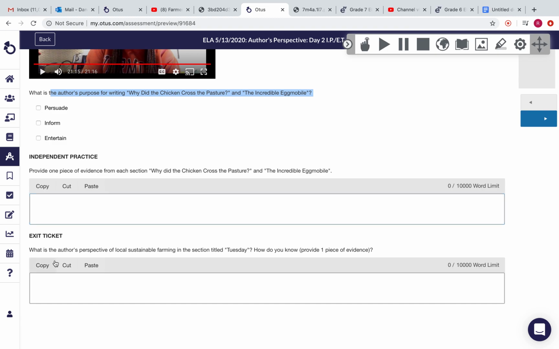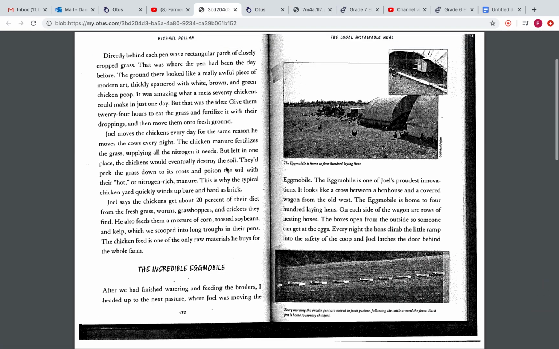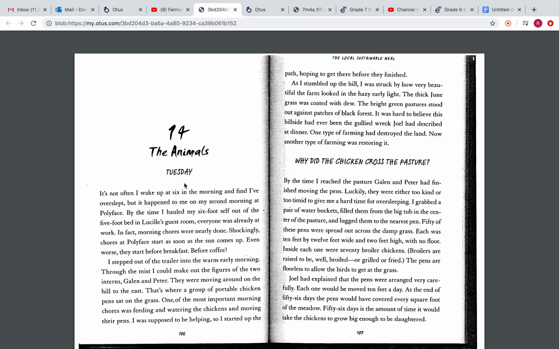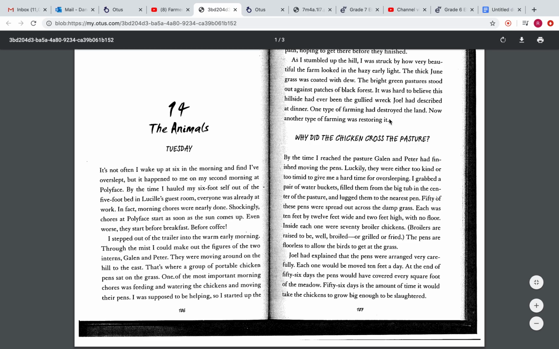All right. And then lastly, you're going to say what the author's perspective of local sustainable farming is in this section titled Tuesday. The section Tuesday is right here. It starts from right here and ends right here.